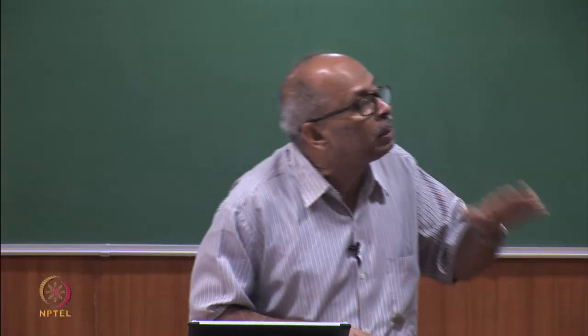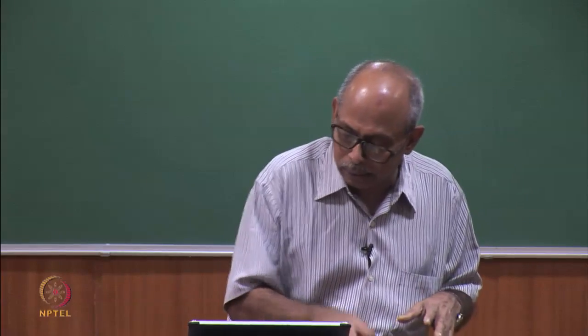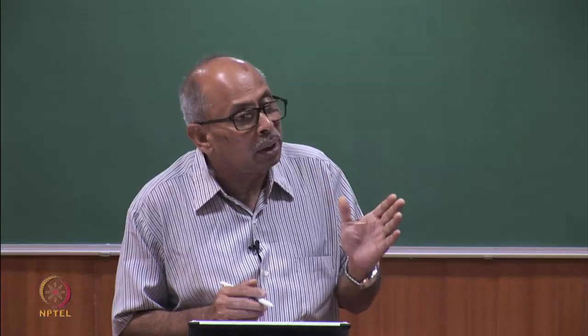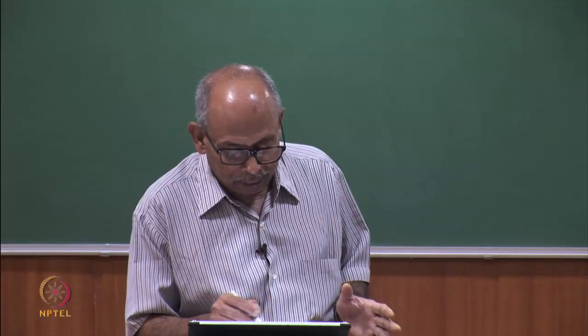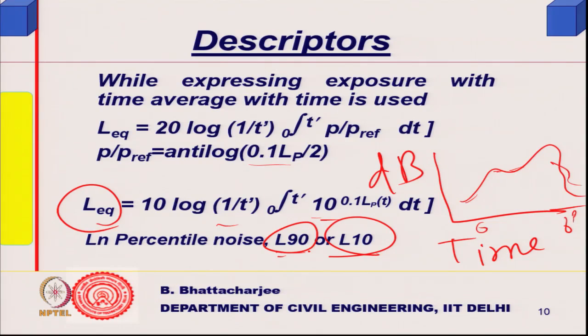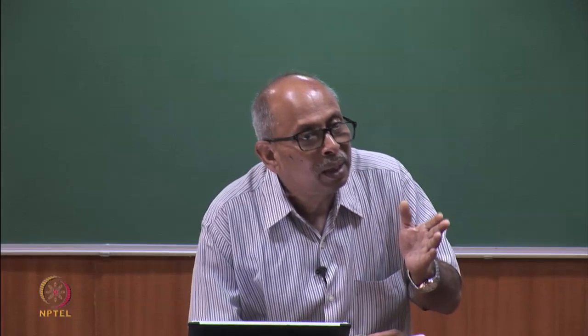So background noise is always there, right? Some background noise will be there. So L90 corresponds to that noise which will be exceeded 90% of the time. So in fact, you have got to get the distribution of noise. Plot the frequency diagram, right? The average you have found out will be exceeded 50% of the time, right?